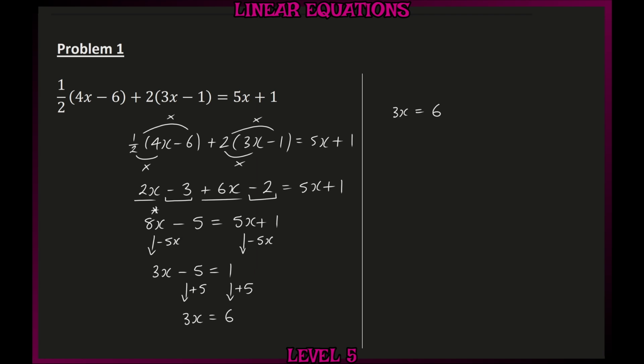Finally, we need to remove the times 3 from in front of the x, and we do this by using its inverse, which is divide by 3, and do the same on the right. So on the left, the times 3 and the divide by 3 cancel out to leave us with x, and on the right, 6 divided by 3 is 2. So our final answer to problem 1 is x is equal to 2.